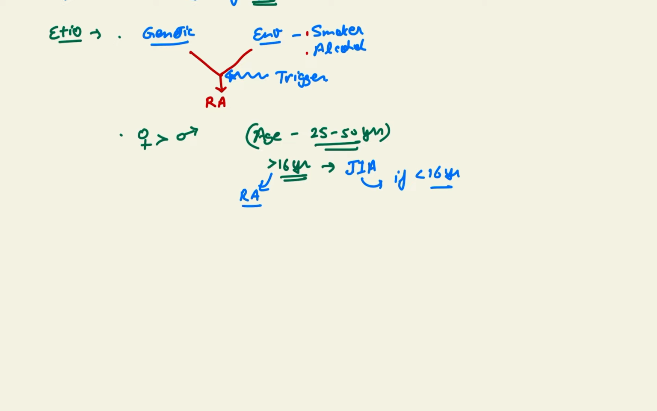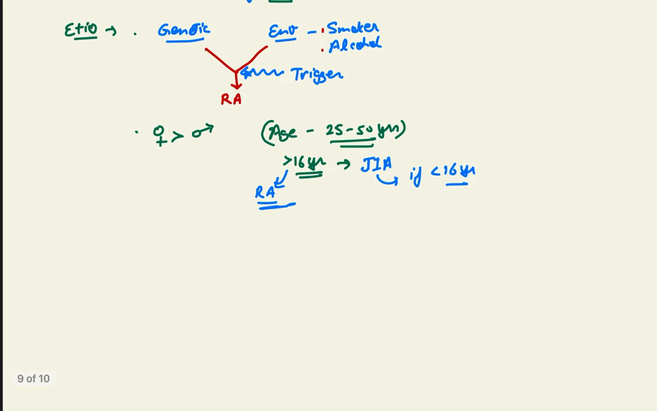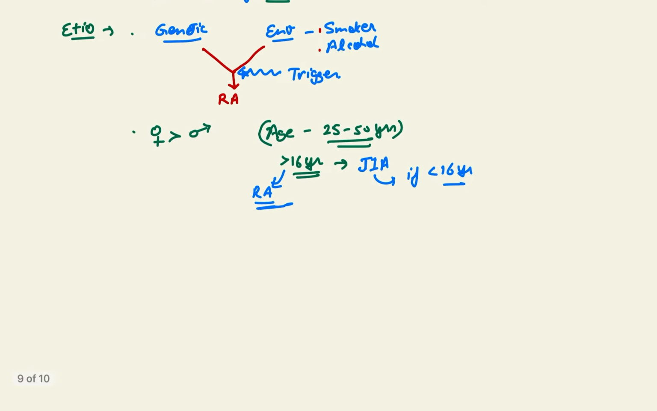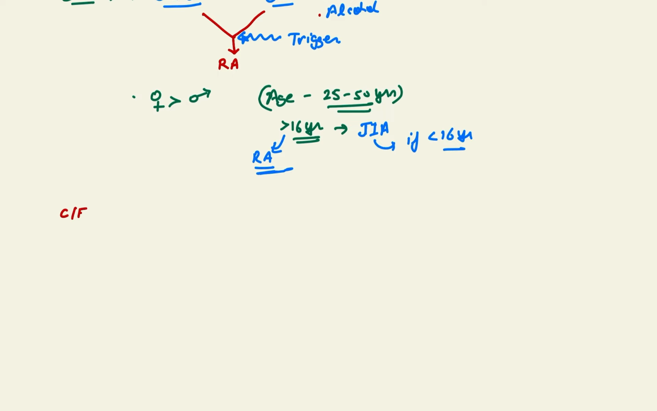Of course, only when all the clinical features are seen and the diagnostic parameters are fulfilled, then it is called RA. Otherwise, it is called juvenile idiopathic arthritis if it is in patients less than 16 years. Right. So, after the etiology, let us come to the clinical features of rheumatoid arthritis.